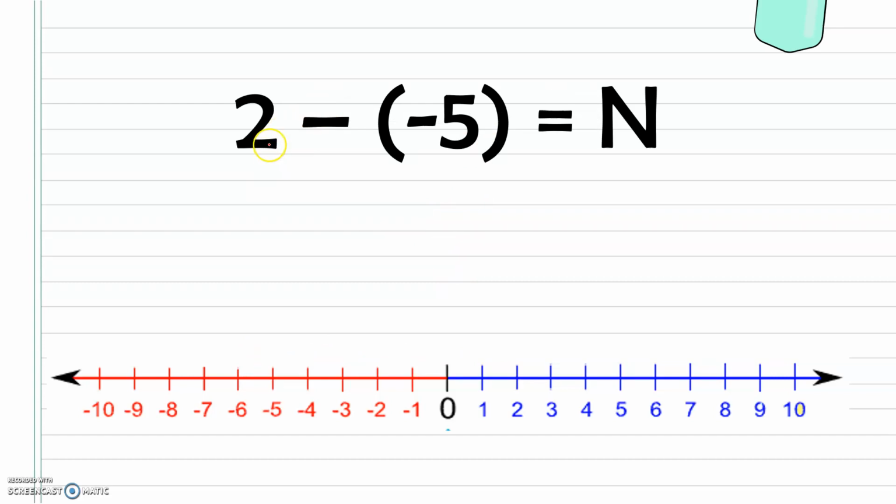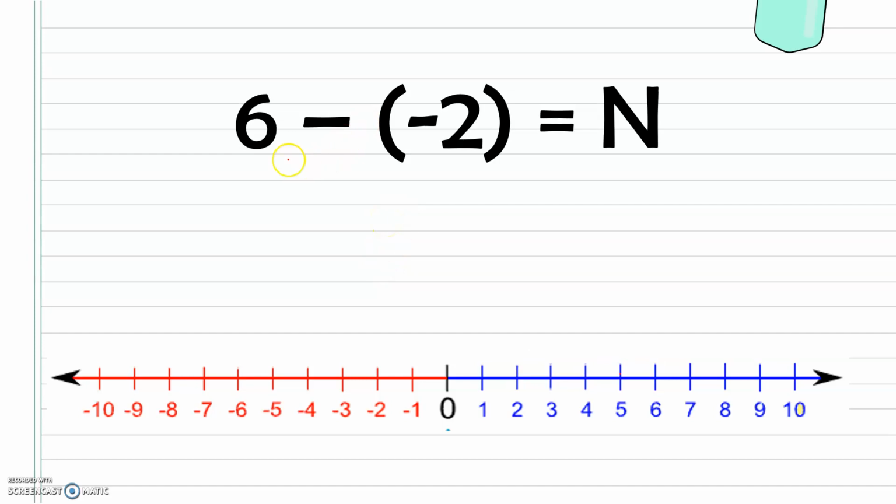Another example, 2 minus negative 5 is equal to n. Our minuend is 2, and again 2 is here on the number line. This time we are subtracting a negative integer, so we'll be moving 5 times to the right. From 2, we'll move 5 times to the right, and that will give us a positive 7. So that means 2 minus negative 5 is equal to positive 7.